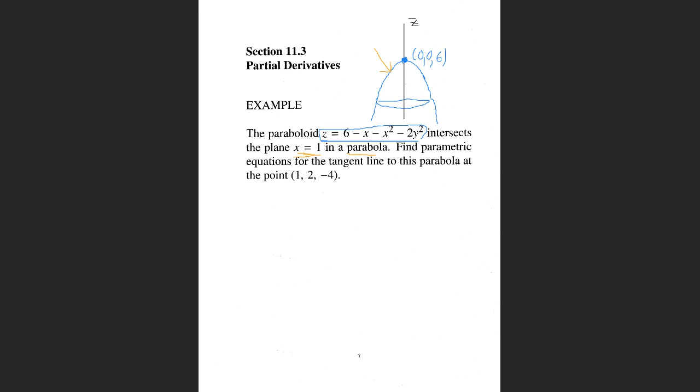So, all right, this plane cuts the paraboloid. The cut is going to be a parabola, and we want to find parametric equations for the tangent line to this parabola at the point 1, 2, -4.